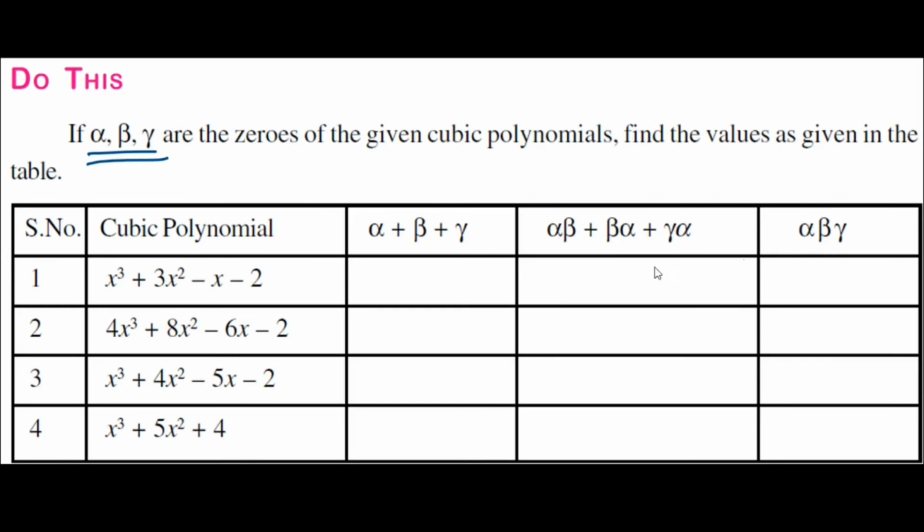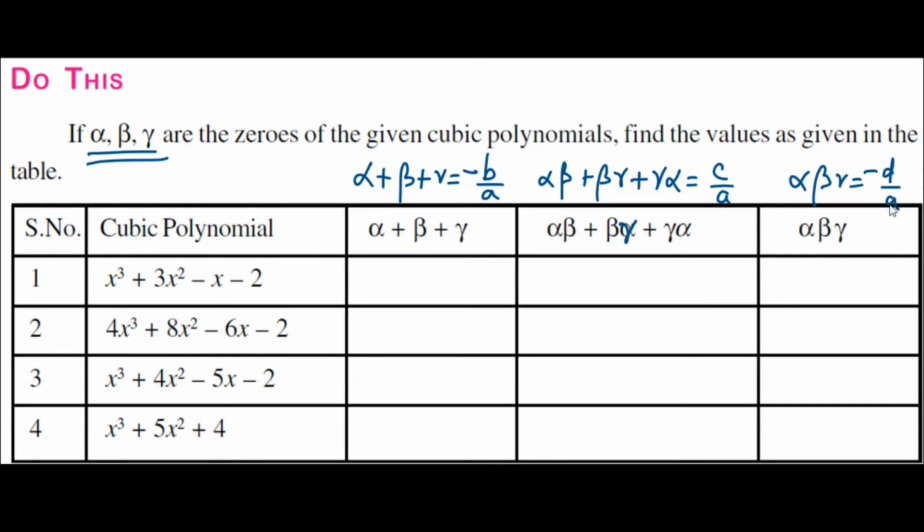We have to write this: alpha plus beta plus gamma. You know, alpha plus beta plus gamma is equal to minus b by a. And here alpha beta plus beta gamma plus gamma alpha is equal to c by a. And alpha beta gamma is equal to minus d by a.